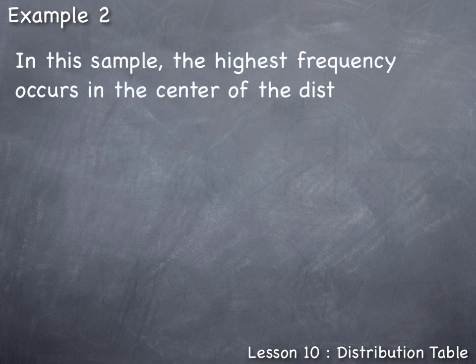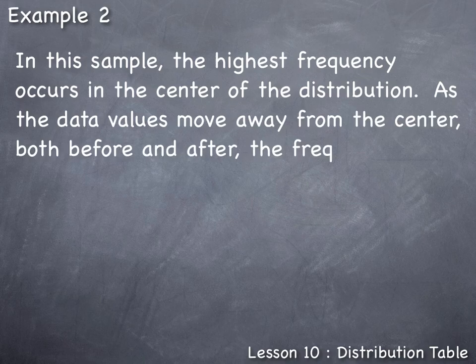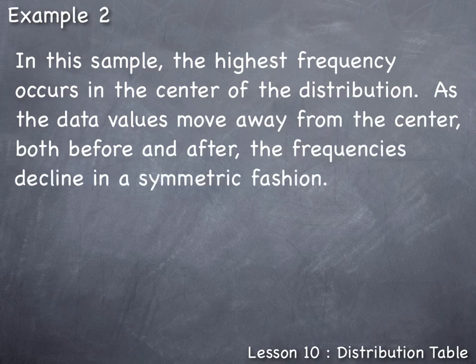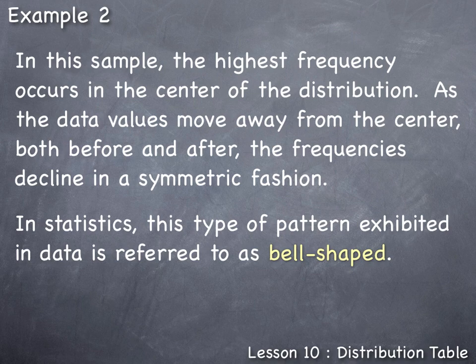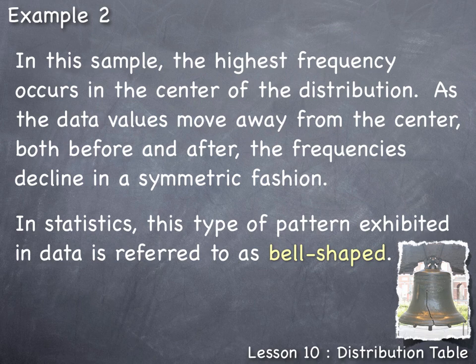In this sample, the highest frequency occurs in the center of the distribution. As the data values move away from the center, both before and after, the frequencies decline in a symmetric fashion. In statistics, this type of pattern exhibited in data is referred to as bell-shaped. This pattern gets its name bell-shaped from the shape that a bell gives. That is, the high point is in the middle or center, and the low points are at the ends, both below and above the center. And the pattern that it makes is symmetrical, both below and above the center.